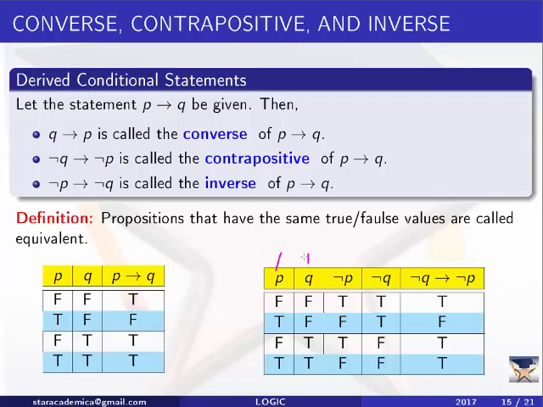We have P and Q, not P: false becomes true, true becomes false, false becomes true, true becomes false. Not Q, and not Q implies not P. So we are going to use if-then here: true, true, true, false, true, false. Okay, that's my mistake. This should be true.